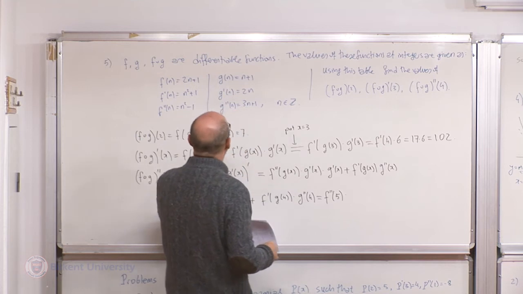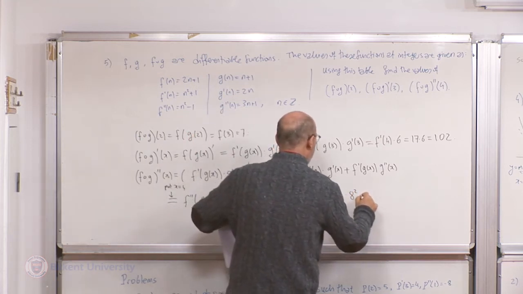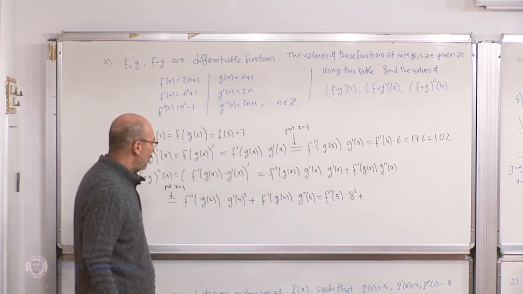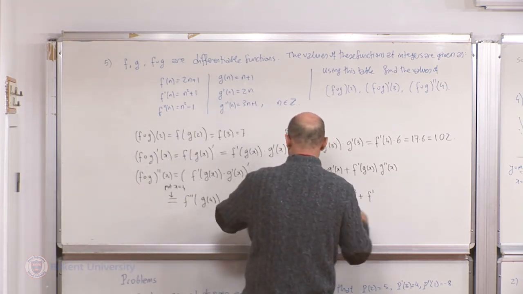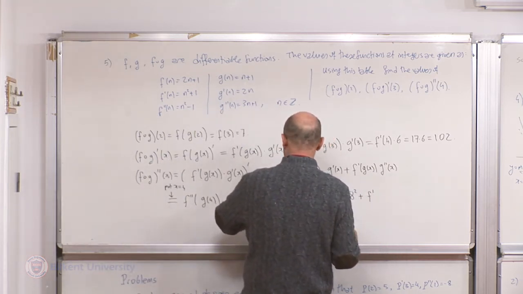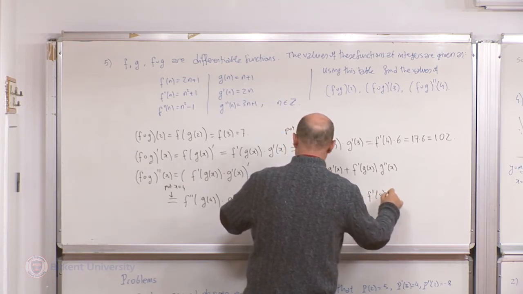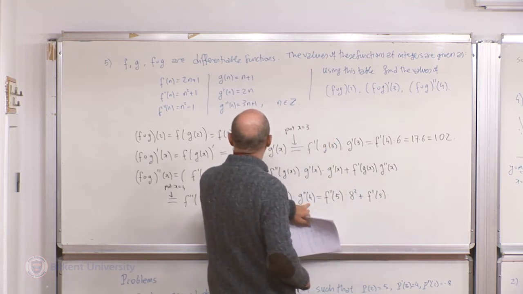G prime 4 is 8 squared. So let me write 8 squared, so that if we need to check this, we know why we wrote 64 there. F prime, what was G of 4? It was 5, right? F prime 5 times G double prime. G double prime 4 is 13.